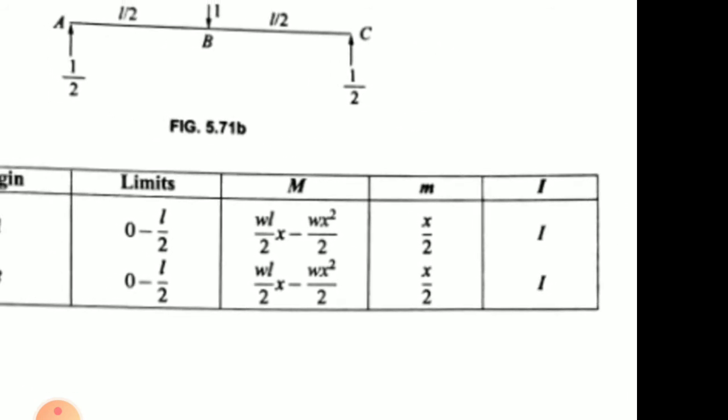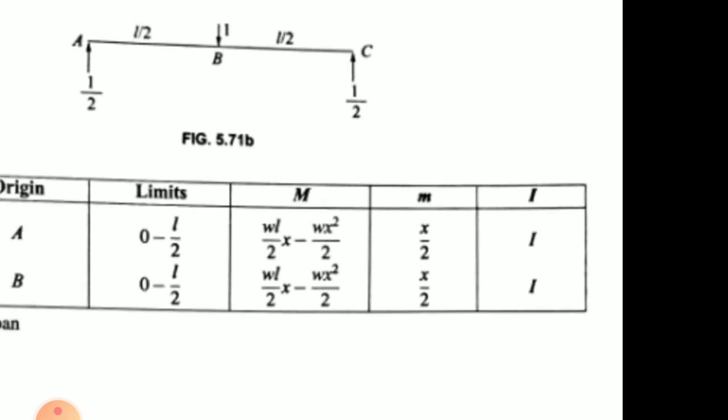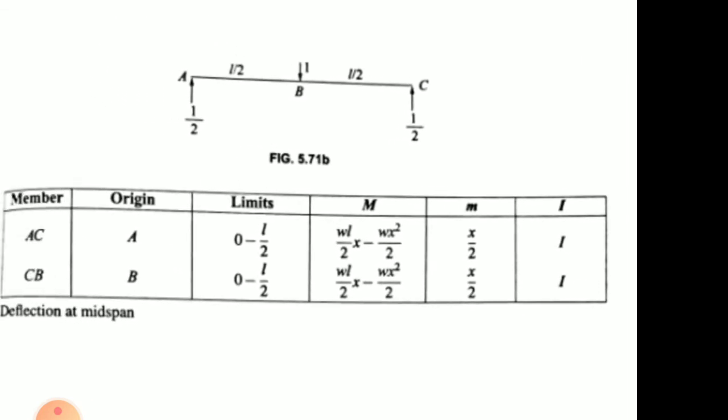Bending moment due to applied load at any section between A and C will be moment due to reaction, WL by 2 into X, minus moment due to load, WX square by 2. And del M by del P, or moment due to unit load, will be equal to X by 2. Similarly for the second half.